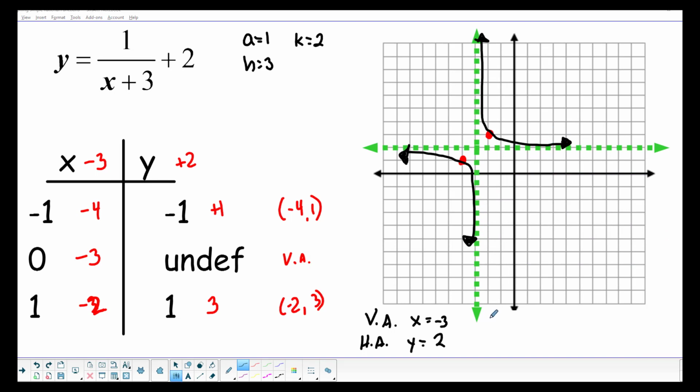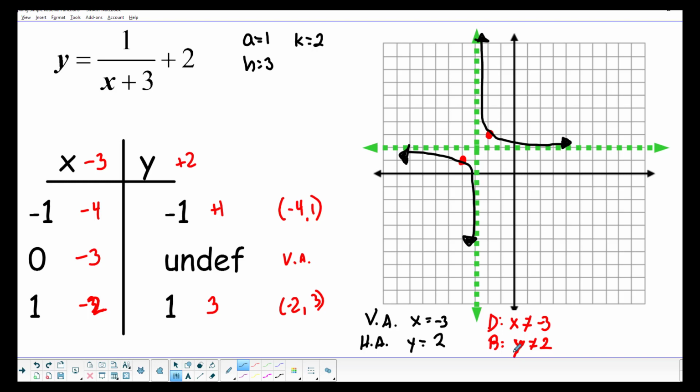Alright, so now that we have that, we can go ahead and write out our domain. Again, it's everything except the vertical asymptote for x, so x cannot equal -3. And then range, we say it's everything except our horizontal asymptote. So y, that's not a 4, that's a y cannot equal 2. That's it.